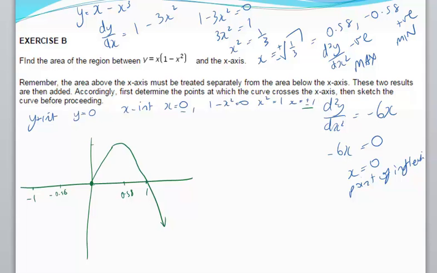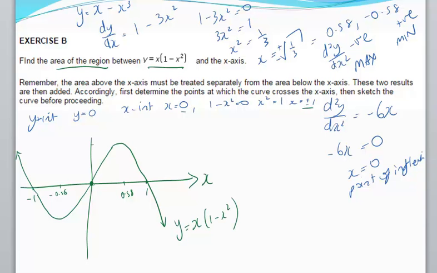And here that's about minus 0.77, and then we're going to come back up through 1 and keep going. And we want the area of the region between here, so this is our line that we've just drawn. This is y is equal to x(1 minus x squared), and our x-axis here. So we're going to be looking at this area here and this area here.